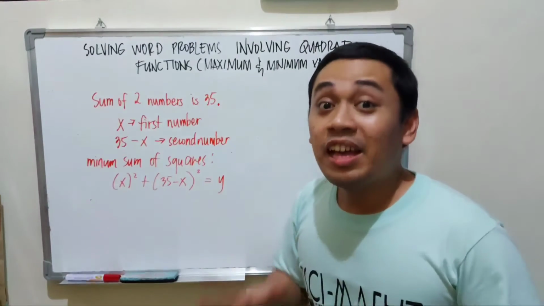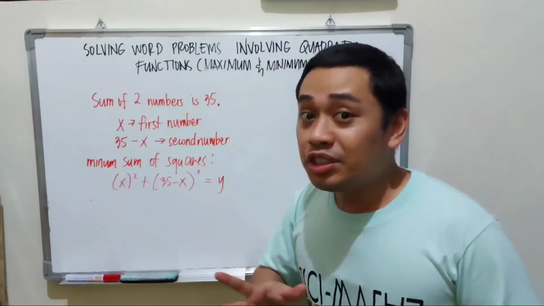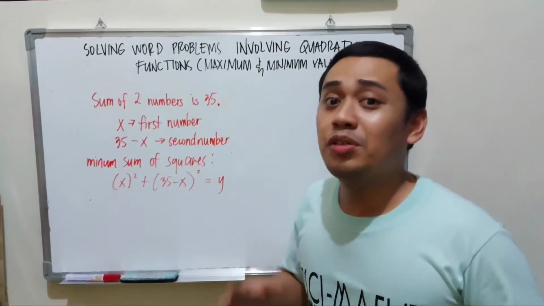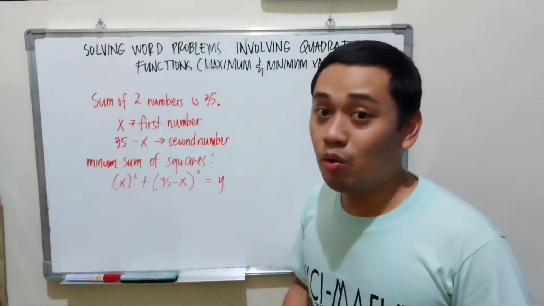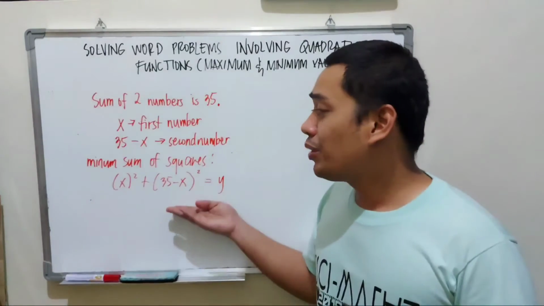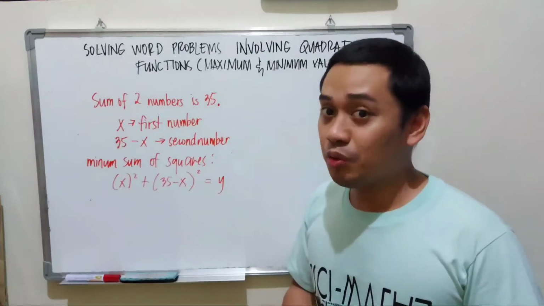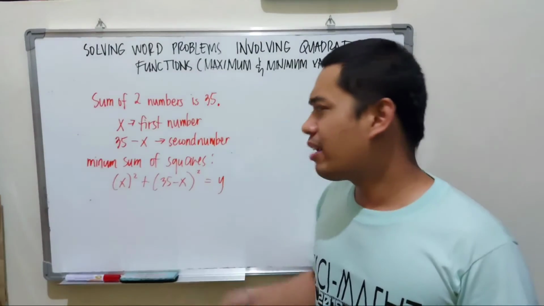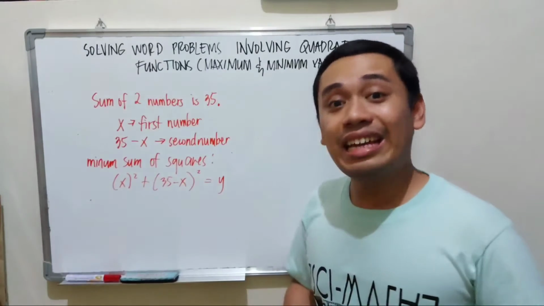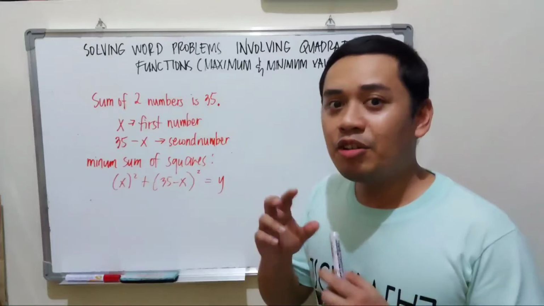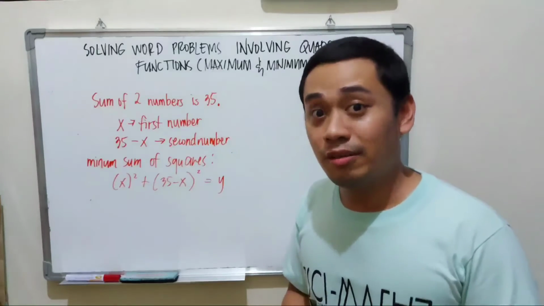So, ang sabi, kapag in-square daw natin yung first number at in-square din natin yung second number, ano daw yung minimum sum na pwede nating makuha base doon? So, we will have x squared plus the quantity of 35 minus x squared equals y. Pero, para makuha ang minimum sum, kailangan muna natin makuha yung minimum possible numbers. Ano ba yung magiging value ng dalawang number na yon?